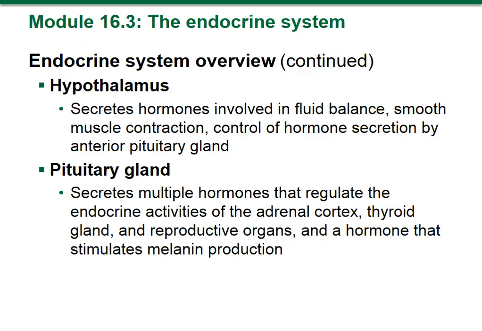So let's get into detail of each of these separate ones. The hypothalamus secretes hormones involved in fluid balance, smooth muscle contraction, control of hormone secretion, also by the anterior pituitary gland. So the hypothalamus controls other hormones for the anterior pituitary gland, and that's quite important. We'll get into that later. Then you have the pituitary gland, and we actually do separate the pituitary gland into anterior and posterior pituitary because each operates somewhat separately as far as the hormones that it produces.